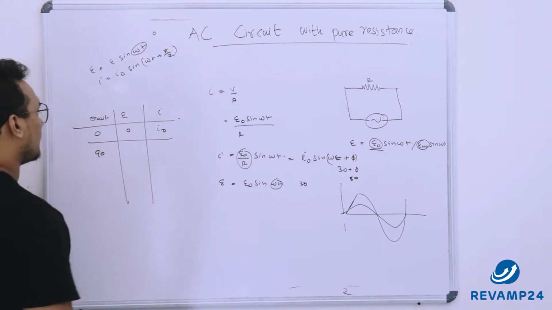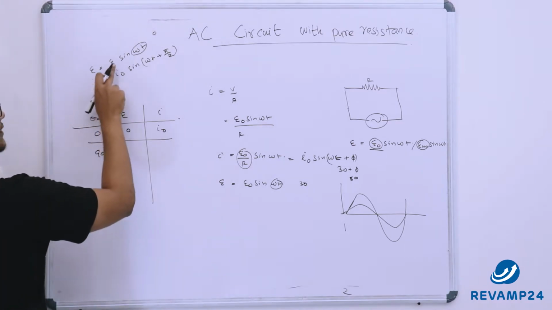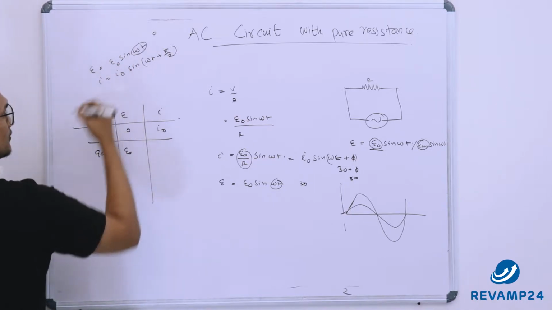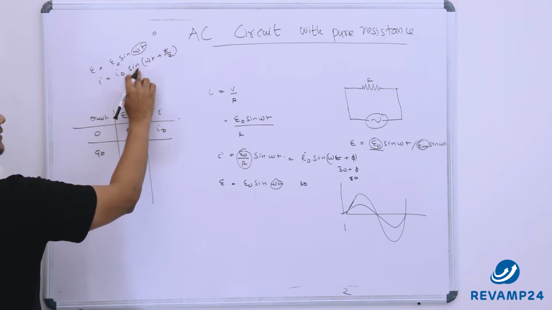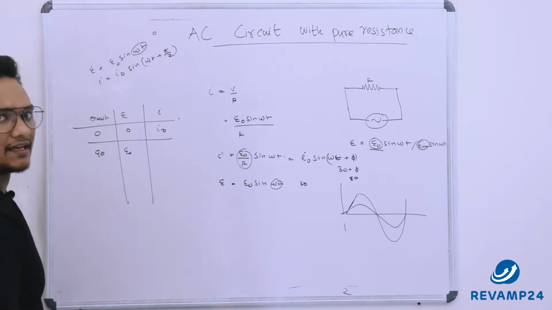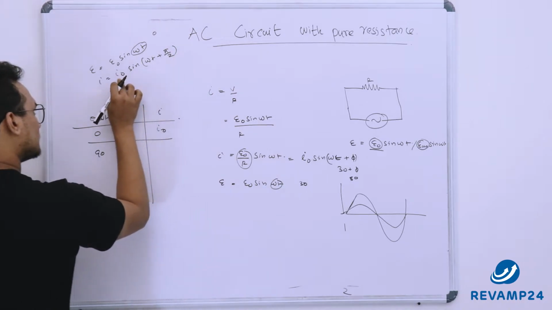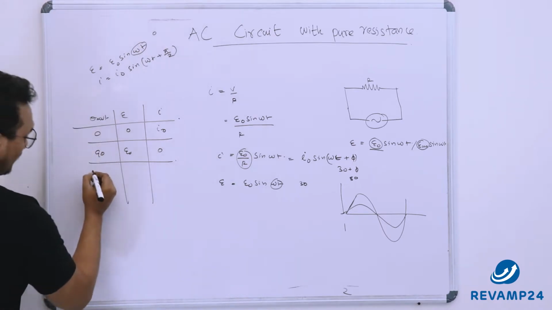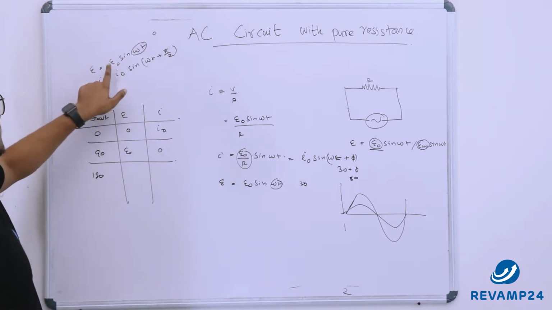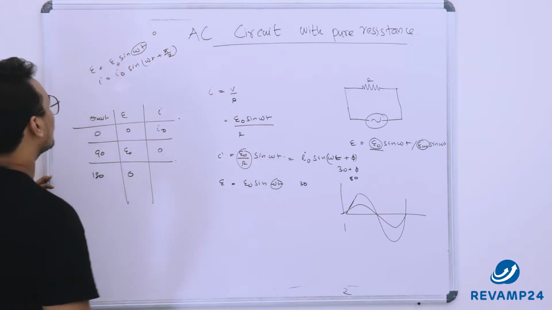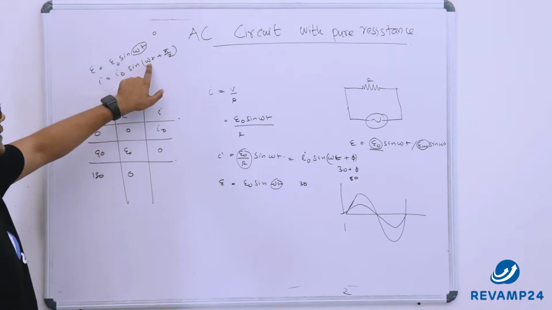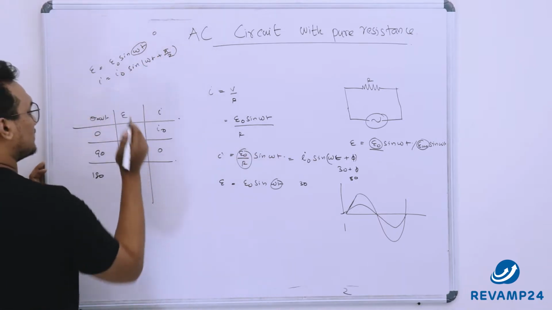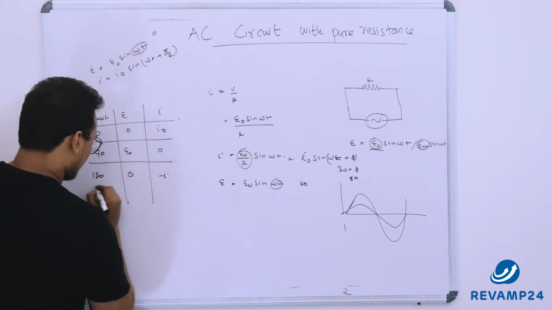Now at an angle of 90, sin 90 is 1, so E will be E0 itself. Now I is equal to I0 sin of 90 plus 90, 180. What is sin 180? 0. So this will be 0. Then at 180, E is E0 sin 180, which is 0. Now omega t is 180, 180 plus 90 is 270. Sin 270 is minus 1. So I is equal to I0 into minus 1, minus I0.